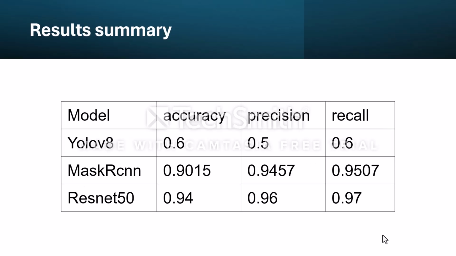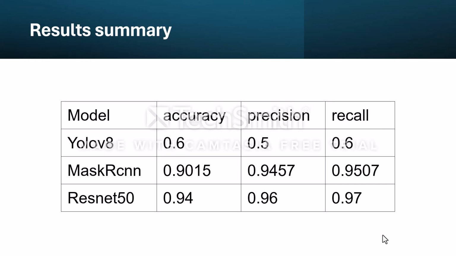Now let's give a small summary concerning the results. YOLO V8 showed an accuracy of 60%, recall of 60%, precision of 50%. Mask RCNN showed an accuracy of 90%, precision of 94%, recall of 95%. And ResNet 50 showed an accuracy of 94%, precision of 96%, a recall of 97%. As we can see, the image classification task showed the highest accuracy among the others.